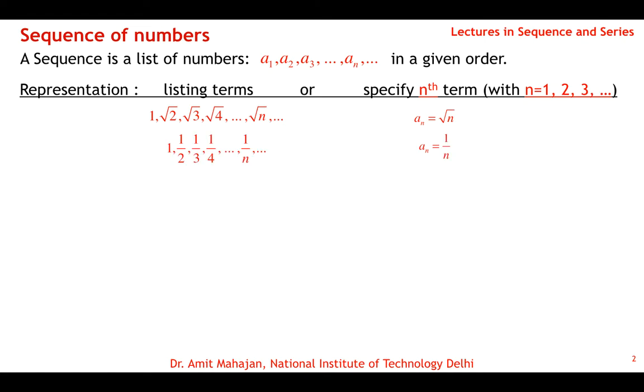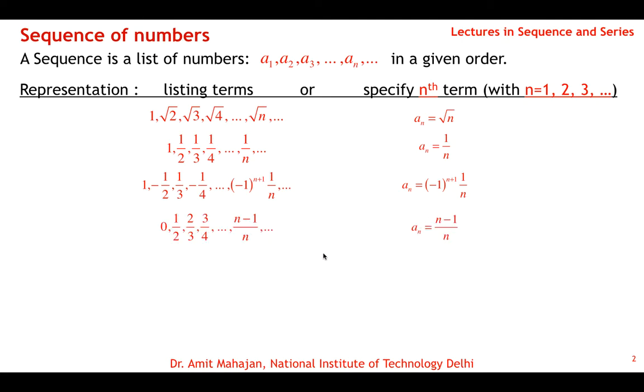Similarly we can have another sequence, say 1, 1 half, 1 by 3, and so on, 1 by n, and so on. Or we can simply represent it as an is equal to 1 by n with n varying as 1, 2, 3, and so on. So there are a number of examples. We can have positive terms, or we can have an alternating positive-negative sequence, like 1, minus half, 1 by 3, minus 1 by 4, and so on. We can simply write the nth term, and say that it's a sequence when n is 1, 2, 3, and so on.